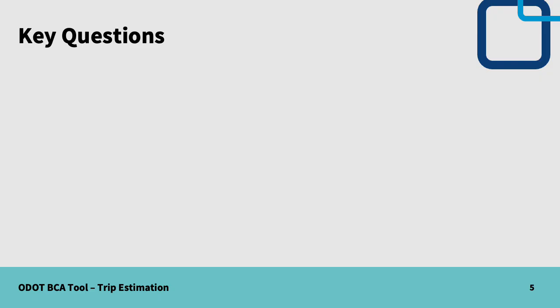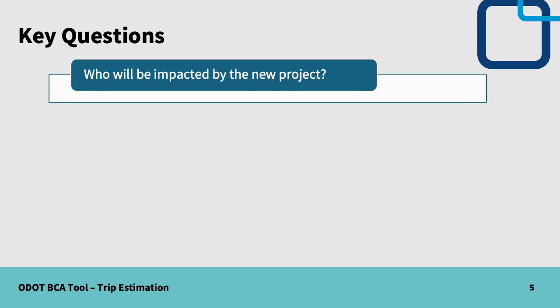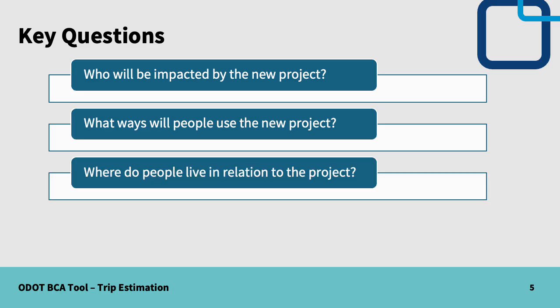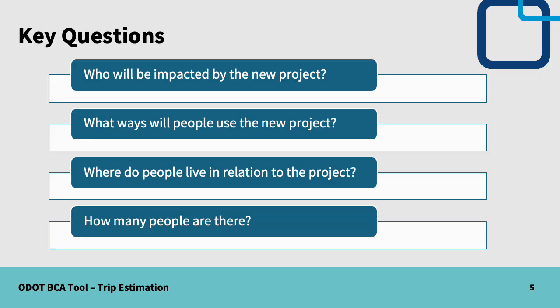To begin with, there are four key questions to ask. Who are the people that will be impacted by the new active transportation infrastructure? What are the different ways these people will use the new active transportation infrastructure? Where are these people in relation to the new active transportation infrastructure? And how many of these people are there? Each of these questions are discussed in more detail in the next few slides.